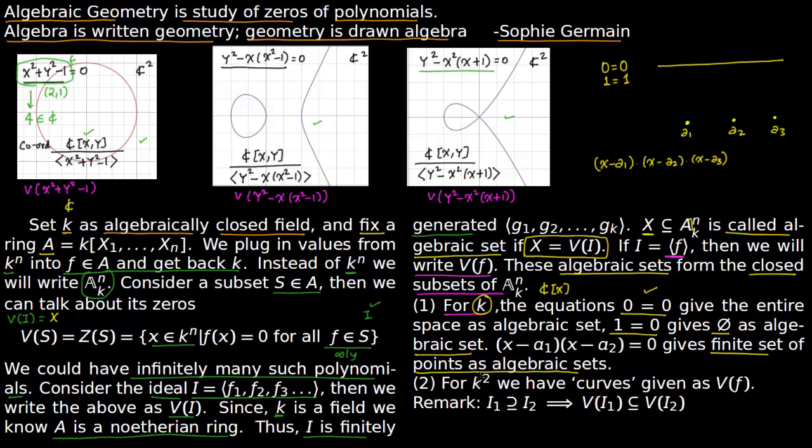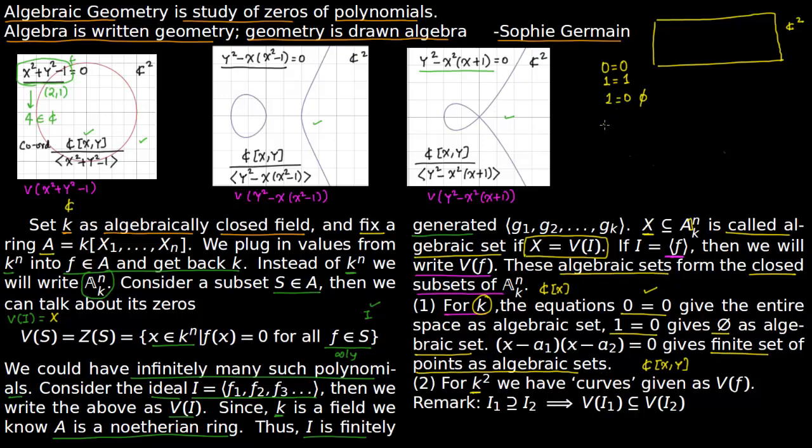Now for K2, you can think of it as C of x comma y. You again have 0 equals 0, which gives you the entire space. Now we are talking about K2, so the entire space is something like this, say C2. 0 equals 0, 1 equals 1, and again 1 equals 0 is true only on the empty set. So the empty set and the entire space are also part of K2. Points are also algebraic sets.